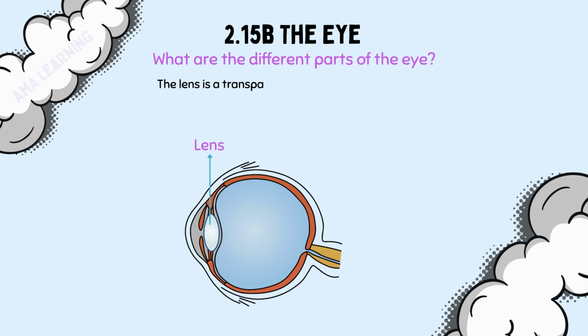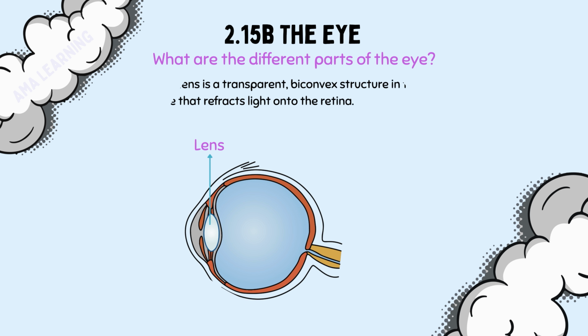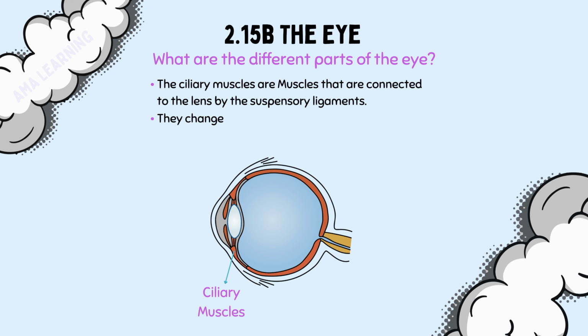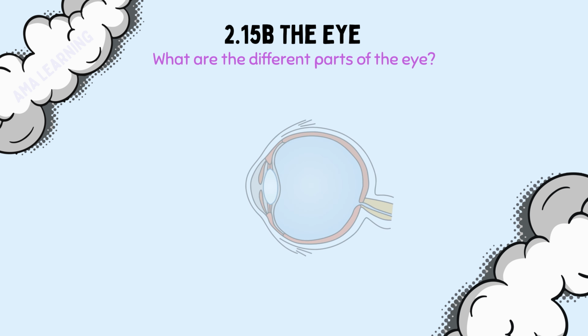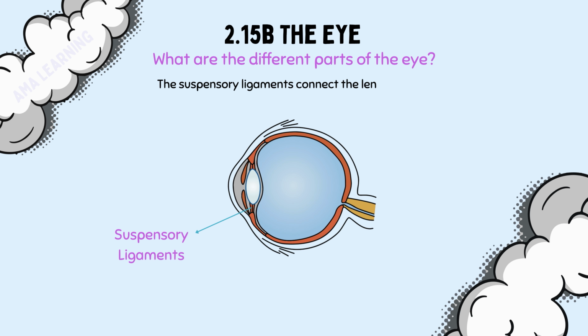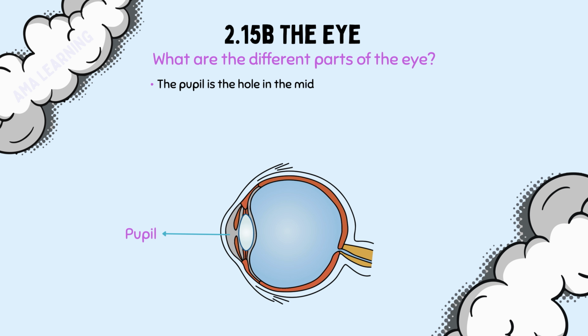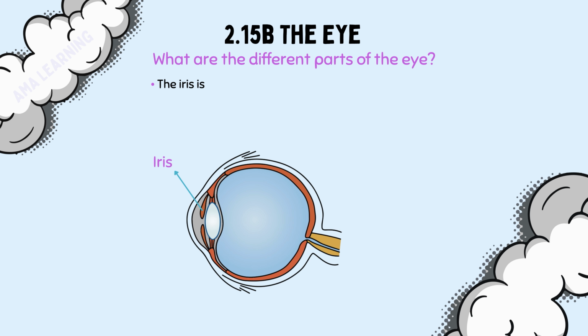The lens is a transparent biconvex structure in the eye that refracts light onto the retina. The ciliary muscles are muscles that are connected to the lens by the suspensory ligaments. They change the shape of the lens. The suspensory ligaments connect the lens to the ciliary muscles. The pupil is the hole in the middle of the iris that lets light in. Its diameter is controlled by the iris. The iris is the colored part of the eye. It controls how much light enters the pupil.